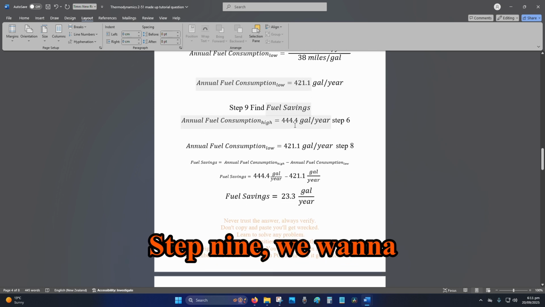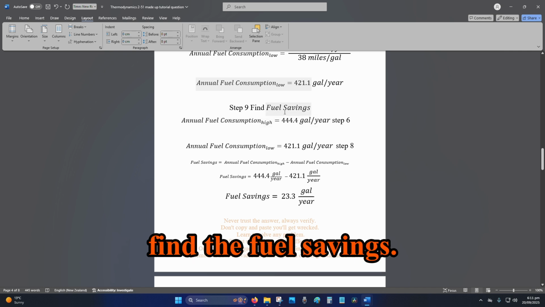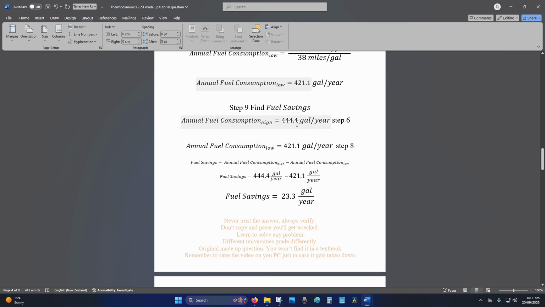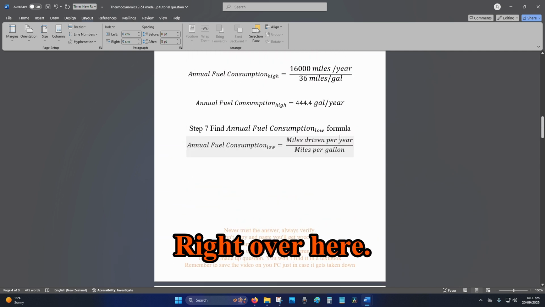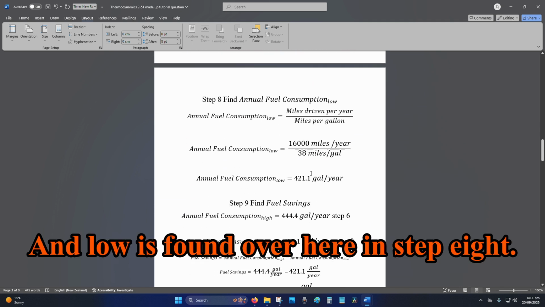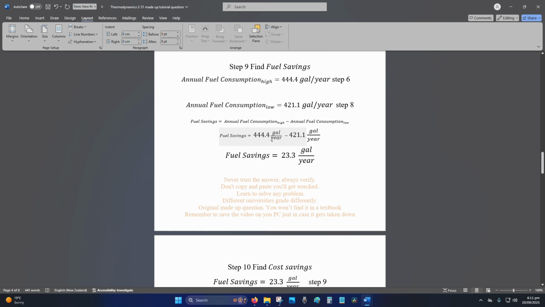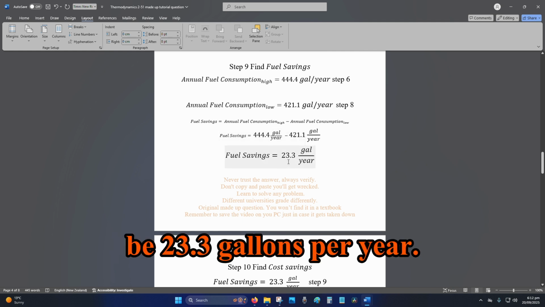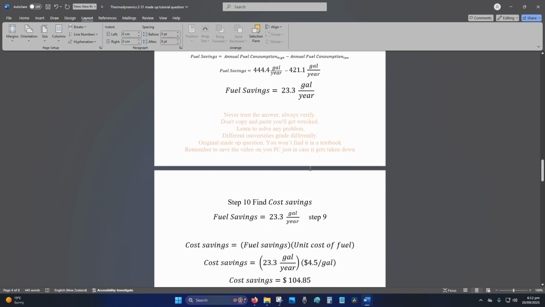Step 9, we want to find the fuel savings. That's high minus low. High is found in step 6, right over here, and low is found over here in step 8. That comes out to be 23.3 gallons per year.